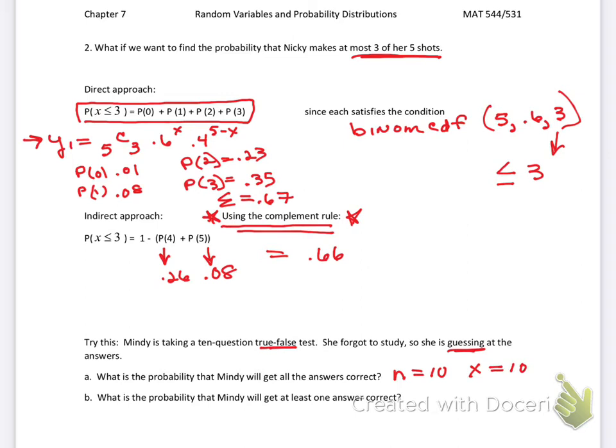Now, what's our probability? If she's guessing, your probability is going to be 50-50. So the probability equals 0.5, and Q is also 0.5. What is the probability that Mindy will get at least one answer correct? That means that she can get 2 answers correct, 3 answers correct, on and on and on. This is a situation where you would probably want to do 1 minus P of 0. Use the complement for this.